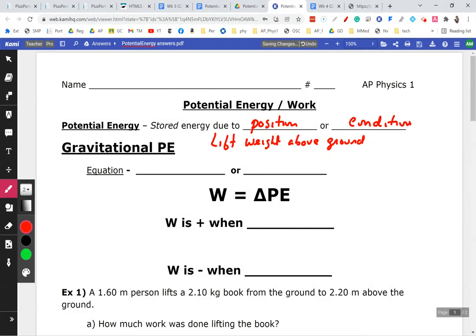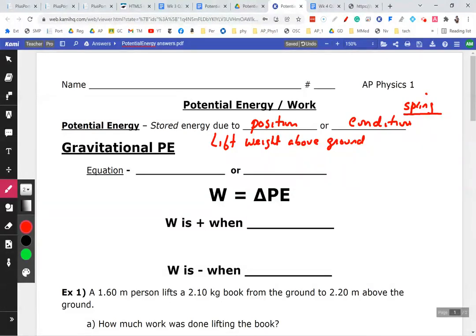So that weight has energy. Anything that can do work has energy. A weight above the ground, you could tie a rope to it, put it around a pulley, and you could lift things up. Condition would be like a spring. If you stretch or compress a spring, there's energy in that spring because that spring could do work.